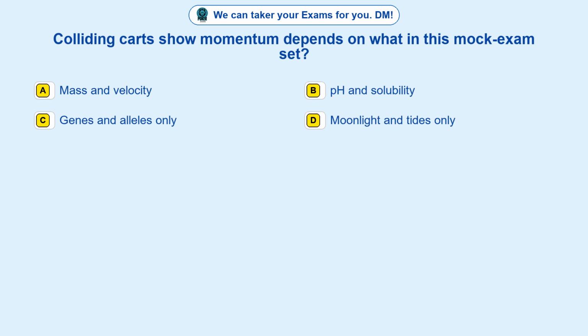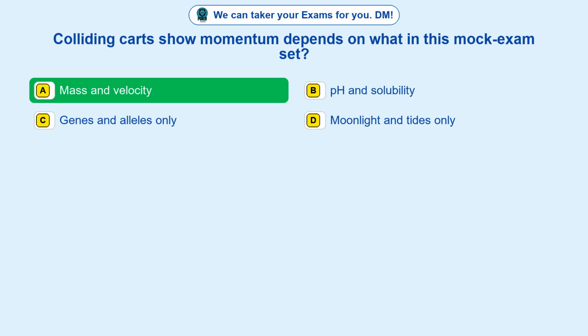Question 62. Colliding carts show momentum depends on what in this mock exam set? Option A, mass and velocity. Option B, pH and solubility. Option C, genes and alleles only. Option D, moonlight and tides only. The correct answer is option A.